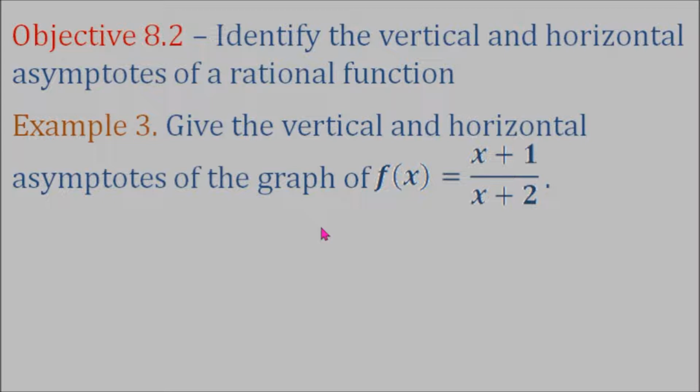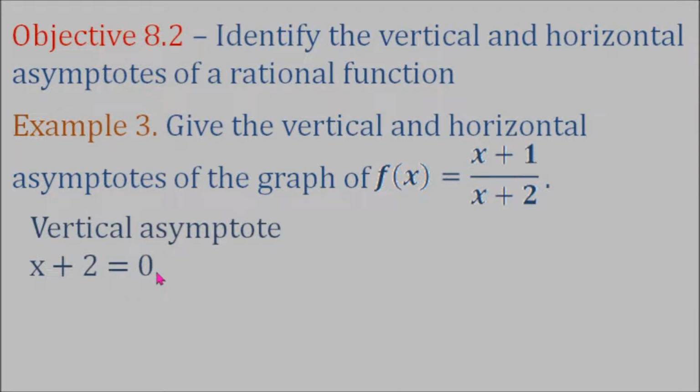Objective number 2. Identify the vertical and horizontal asymptotes of a rational function. Example number 3. Give the vertical and horizontal asymptotes of the graph of f of x equals x plus 1 over x plus 2. To find the vertical asymptote, we will just equate the denominator to 0 and solve for x. So it's x plus 2 equals 0. Subtracting 2 from both sides, x equals negative 2. So our asymptote is the line whose equation is x equals negative 2.